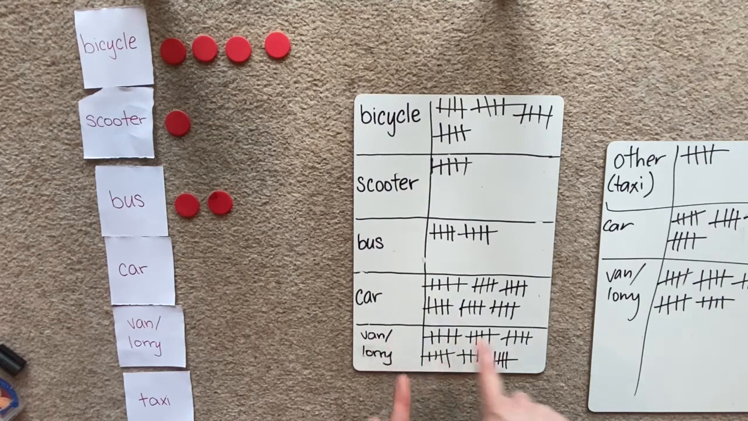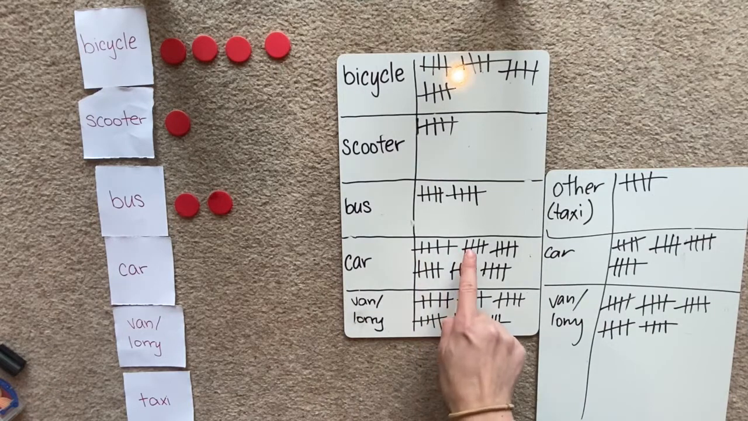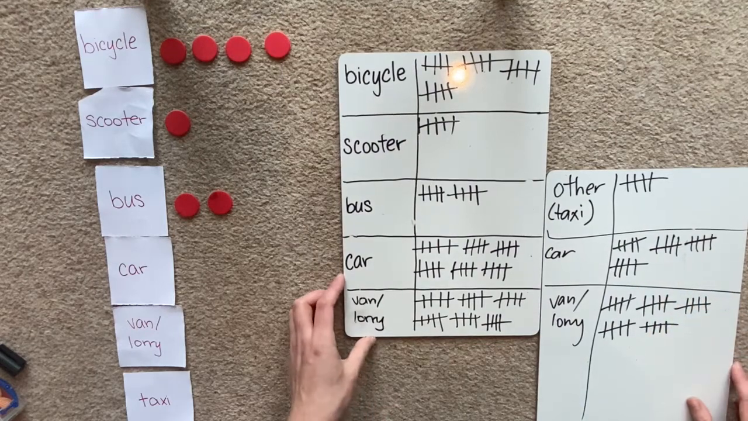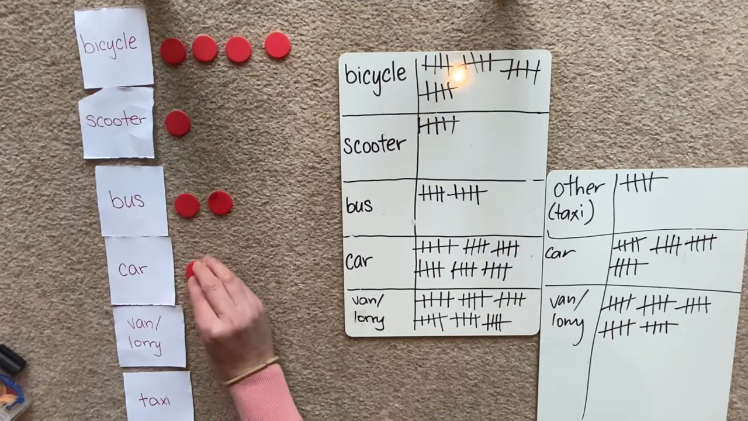Cars, now this is where it gets a bit mad because we saw loads of cars. 5, 10, 15, 20, 25, 30, 35, 40, 45, 50. I saw 50 cars. So how many of these am I going to need?